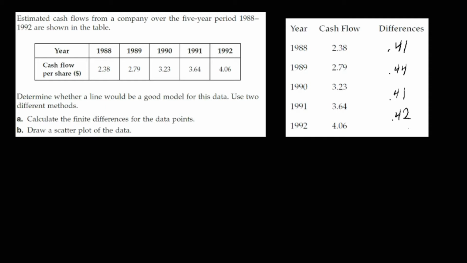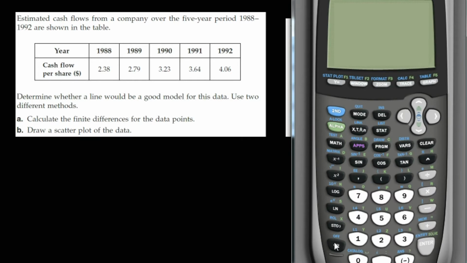To make a scatter plot of the data, we're just going to bring up our TI-84 graphing calculator, and we're going to go to our stat and make a new list. So we're going to go to Edit, Enter. Under List 1, we're going to enter in our x values, and here we're going to let 1988 correspond to the x value of 0. So we're going to have 0, 1, 2, 3, 4. List 2 is going to be our y values, so we have 2.38, 2.79, 3.23, 3.64, and 4.06.